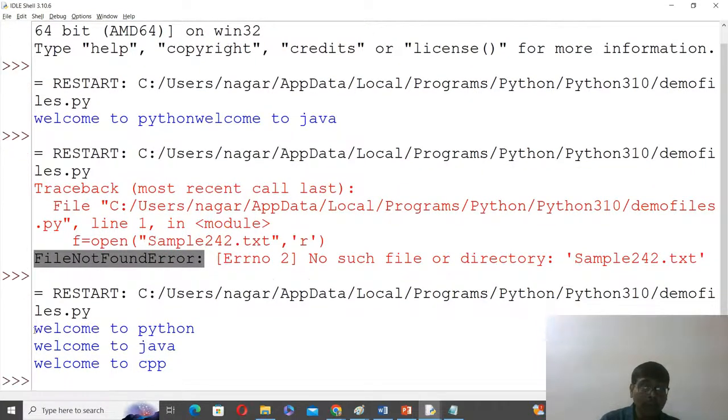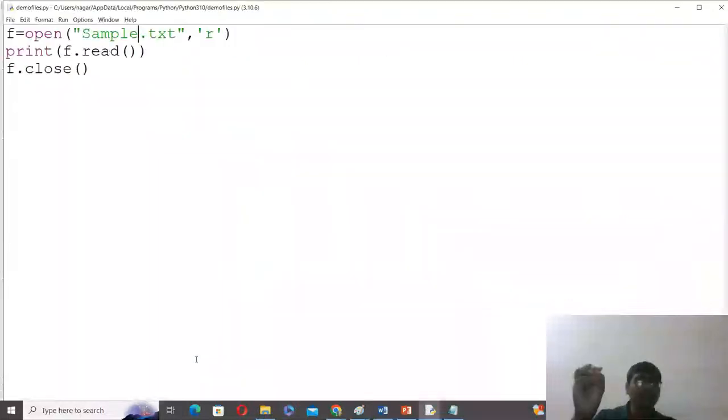Whatever information is available in the file, in which format? Previously it was in a single line, and that single line was displayed. Now my file consists of all three lines. Now what does the read method do? The read method reads the entire information from the file.